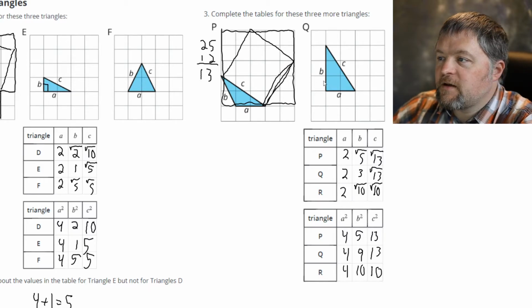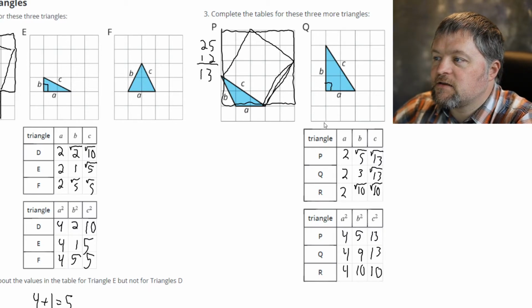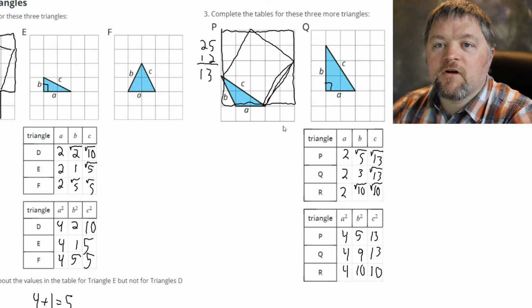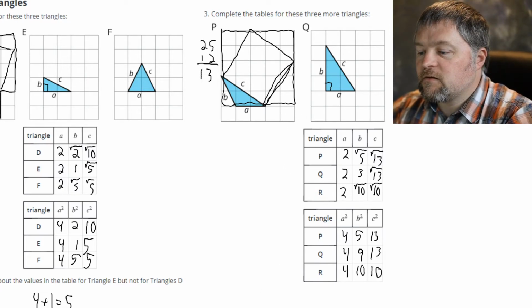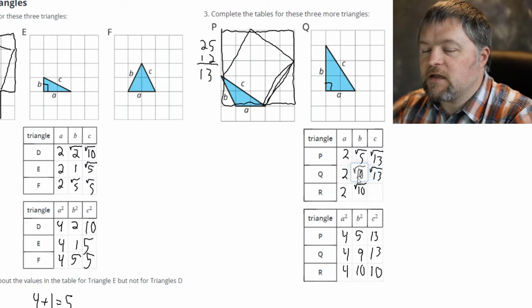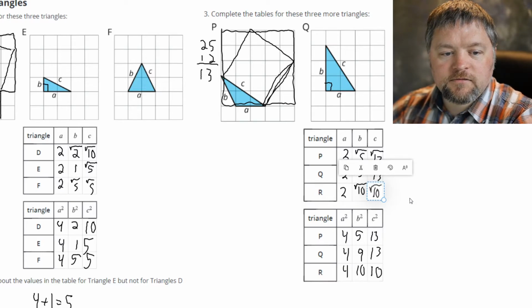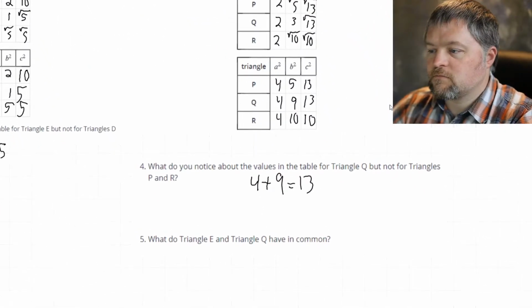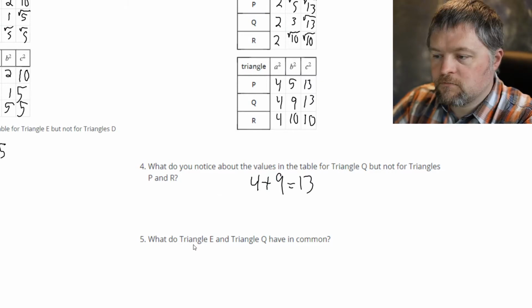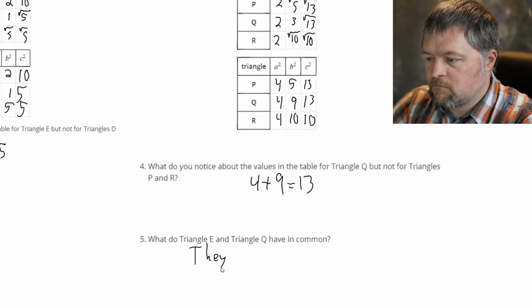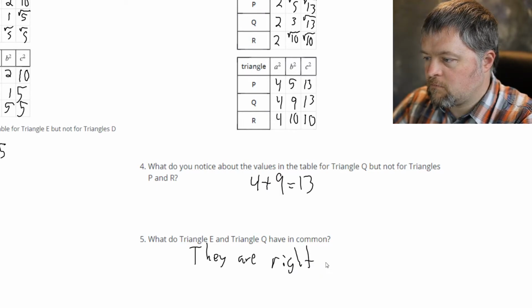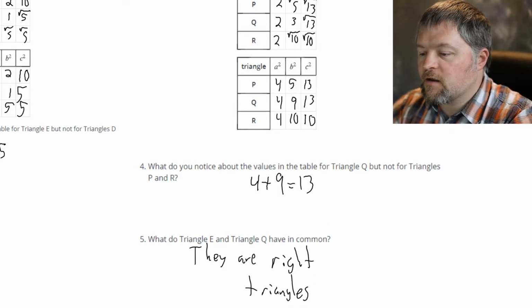Well, what I see them having in common is this. Triangle E and triangle Q both have a right angle, making triangle E and triangle Q both right triangles. They are both right triangles.